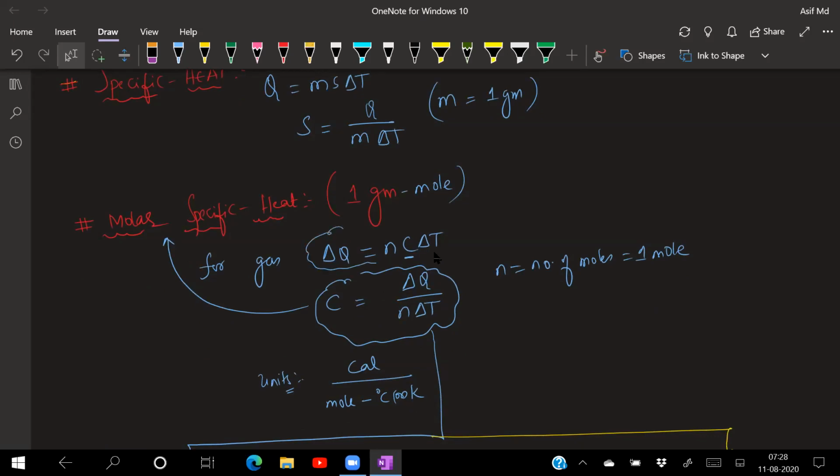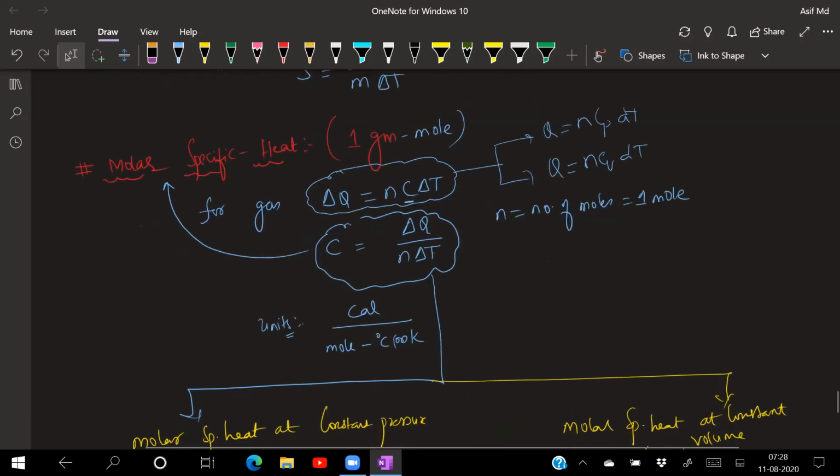Q value is equal to n into C into dT. If it is at constant pressure, this can be written as Q is equal to n into Cp into dT. This can also be written as Q is equal to n into Cv into dT, depending upon whether it is constant pressure or constant volume. So C is equal to delta Q by n into delta T, where n is the number of moles, that is, 1 mole or anything.